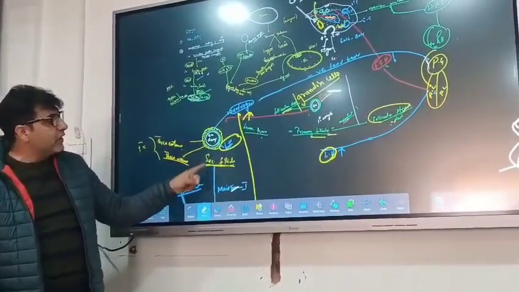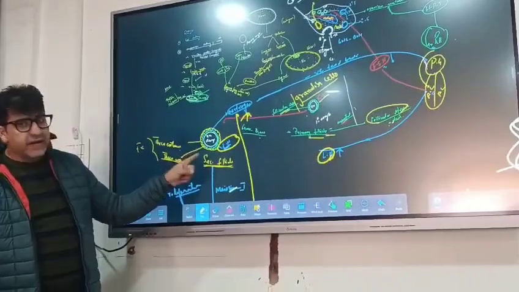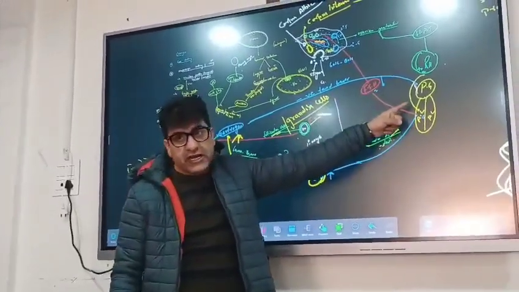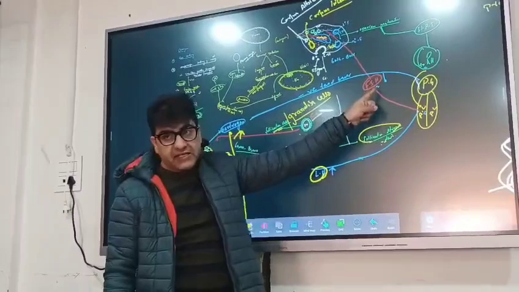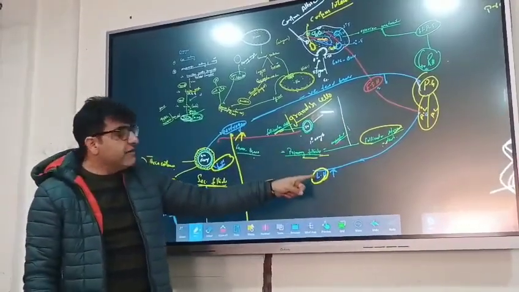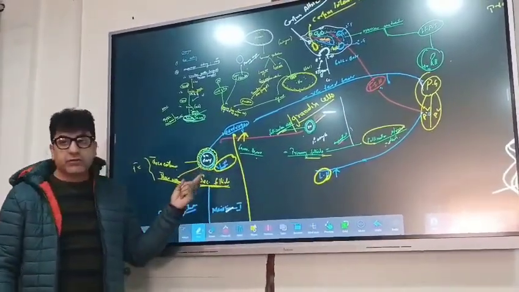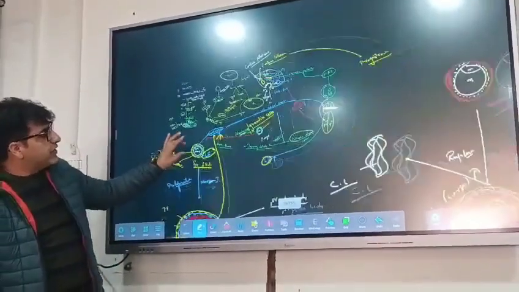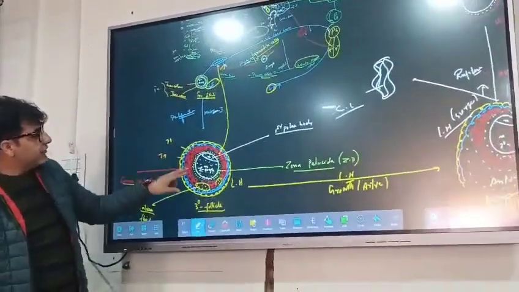When this secondary follicle develops, it releases estrogen hormone. Estrogen gives negative feedback to the pituitary gland to decline the level of FSH and increase the level of LH. When LH comes and falls on the secondary follicle, the LH converts this follicle into the tertiary follicle. See, this is a tertiary follicle.